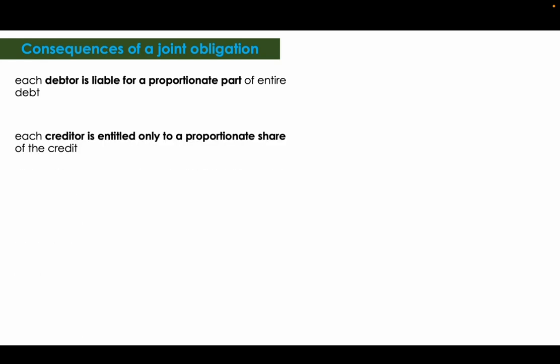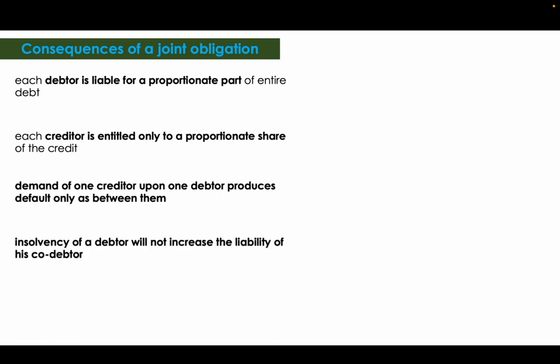What then are the consequences of a joint obligation? First, each debtor is liable for a proportionate part of the entire debt. Second, each creditor is entitled only to a proportionate share of the credit. Third, the demand of one creditor upon one debtor produces default only as between them. Fourth, insolvency of a debtor will not increase the liability of his co-debtor. And lastly, delay on the part of one of the debtors does not affect others. Ma'am, it's dizzying, there are so many. Don't worry, I will explain one by one.